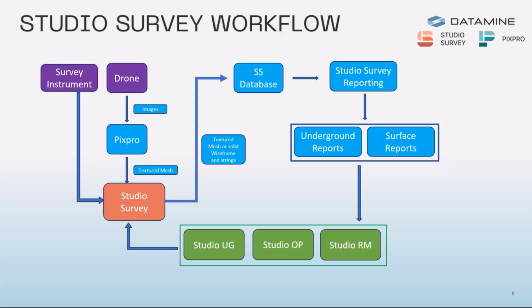So that survey reporting produces our underground reports and our surface reports. And then from there, those reports not only produce tables and plots, but they also produce 3D objects. So they can get fed back into Studio UG, Studio OP for things like depletion and that sort of thing. So that really completes the mining data cycle.